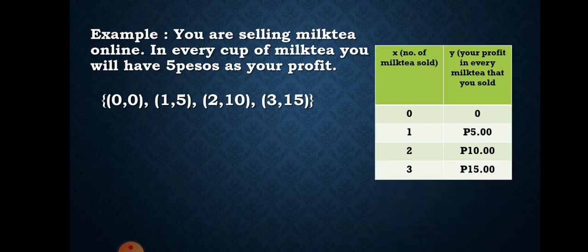Pwede natin siya mai-present sa table. X mean, number of milk tea sold, Y, yung profit. Pwede rin naman natin siya may represent sa equation. Y is equal to 5x. So, ibig sabihin ng Y, ito yung profit mo na kung saan equal siya sa 5 pesos na tutubuin mo sa bawat cup of milk tea times x. Halimbawa, kung makabenta ka ng 2 cup of milk tea, 5 times 2, your tubo or profit is 10 pesos.